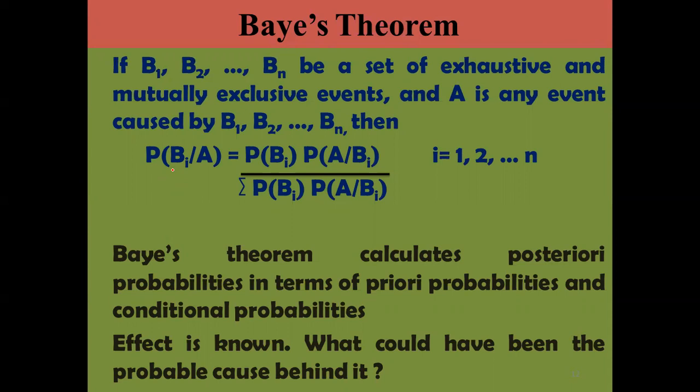So in this lecture, we have seen what an event is, the relationship among events, the axioms of probability, and then what Bayes' theorem is.